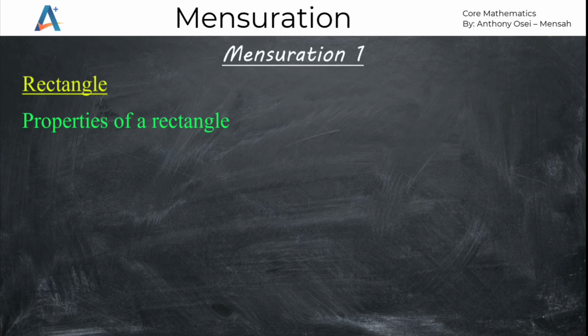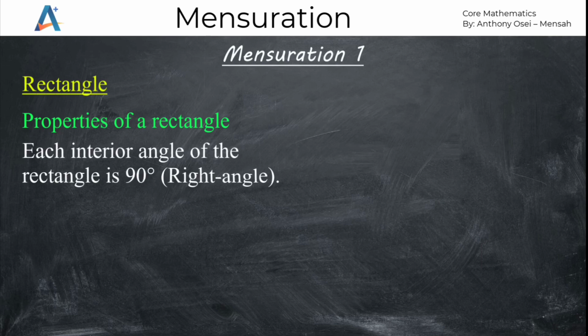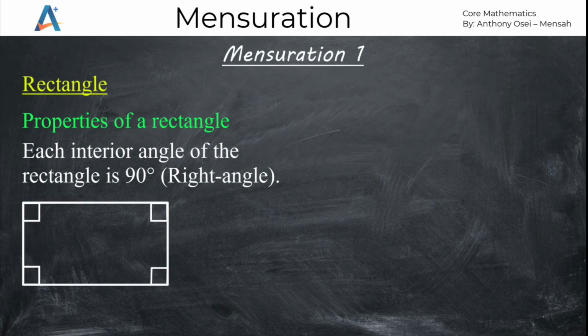Property number 1 states that each interior angle of a rectangle is 90 degrees. That is its right angle. It means that all the angles inside the rectangle are 90 degrees by measurement. That is, each one of them is a right angle. Right angle means 90 degrees. So if you check the four angles inside the rectangle, you realize that one is 90, this one is also 90, 90 and 90. All the interior angles are at 90 degrees. So this is the character of the rectangle. Each angle inside the rectangle is 90 degrees. So take note of that.